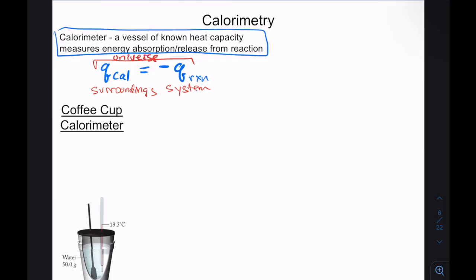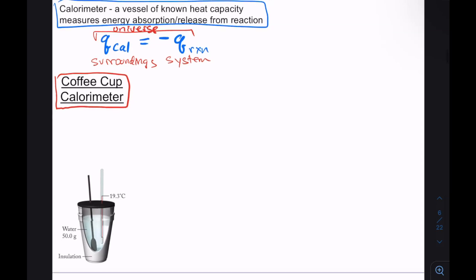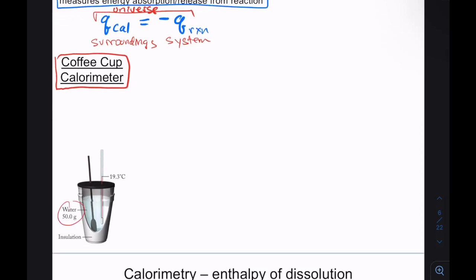And we're going to assume that no energy escapes the calorimeter. It's all going to stay in the calorimeter. And we're going to use what's called a coffee cup calorimeter, because that's exactly what it is. It's a styrofoam cup, or I guess a foam cup we call it. Okay, and we're going to assume that that's perfectly insulated. And in that cup, we're going to have some water. Here's your 50 grams of water. Okay, and you've got a thermometer in there. Okay, and it's insulated, so we're assuming that no heat escapes it.